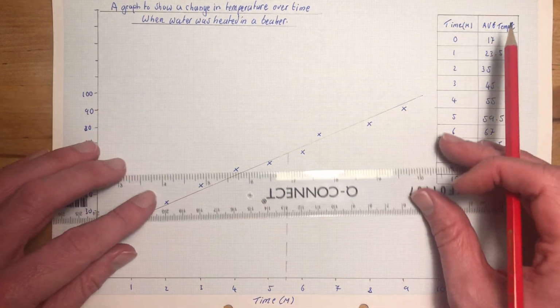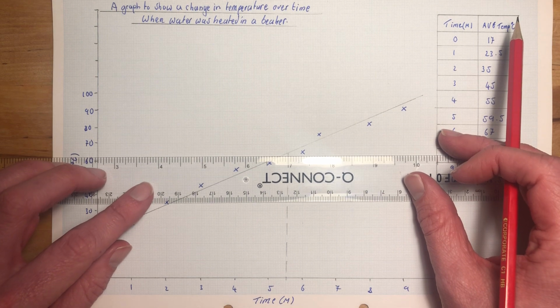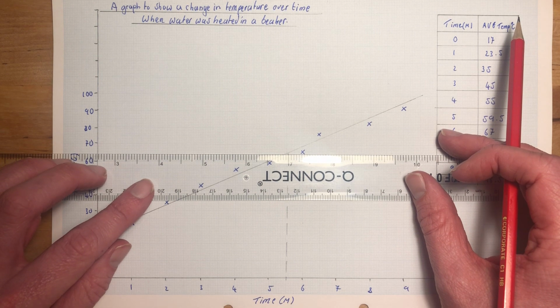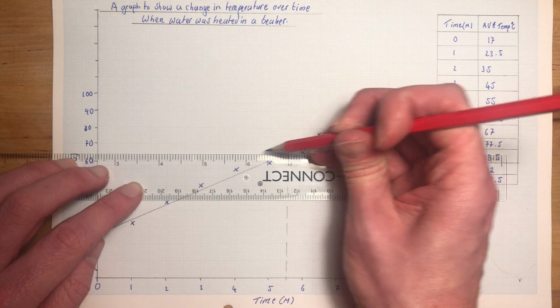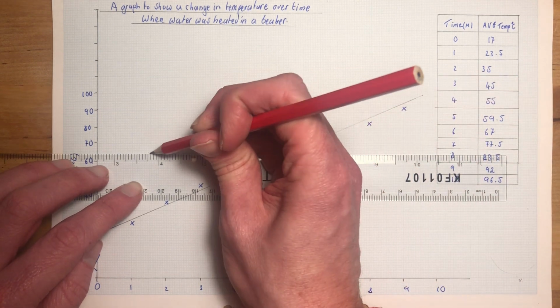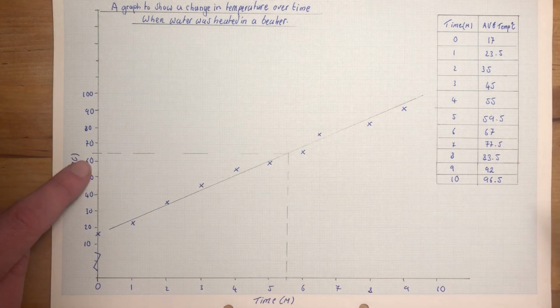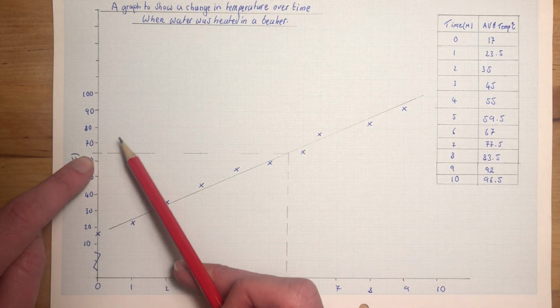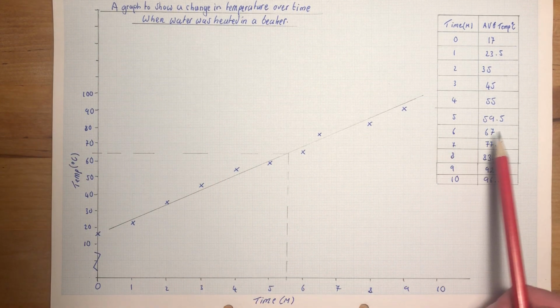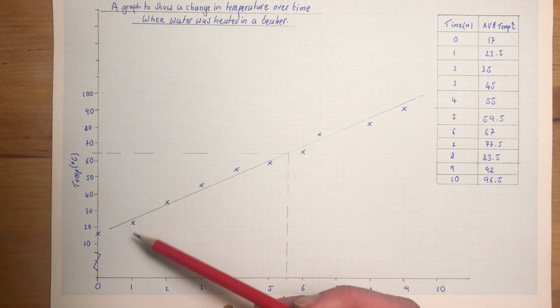I can then take that there, flip it around 90 degrees and draw another dashed line going this way. And it ends up over here being about 65 degrees, see? So even though I don't have a result for 5.5 minutes, I can have a guess using a line of best fit.